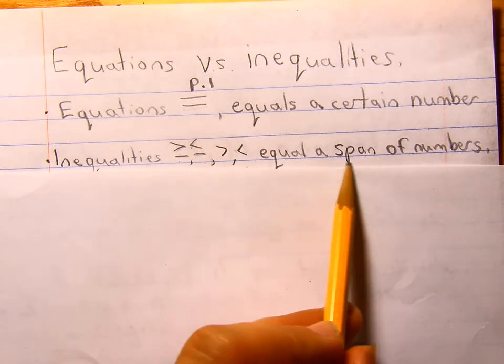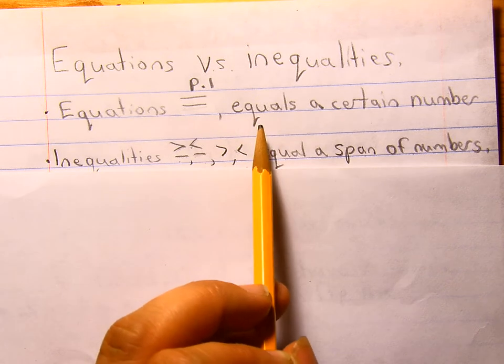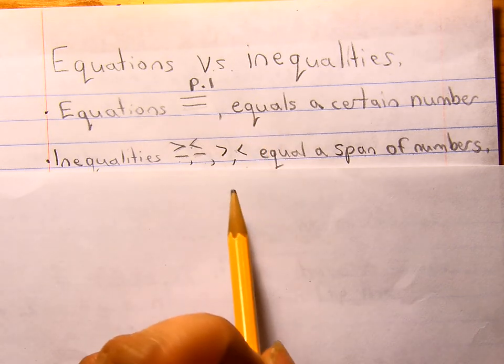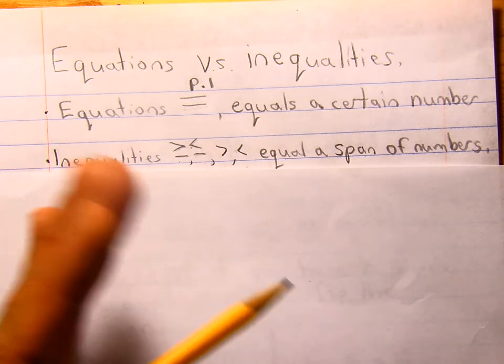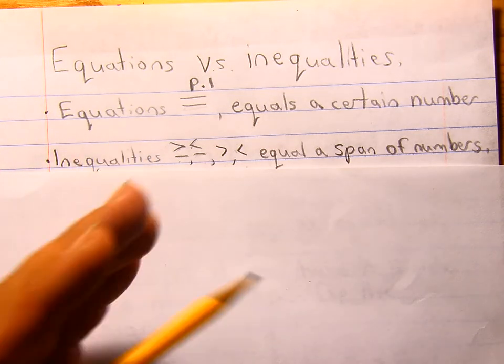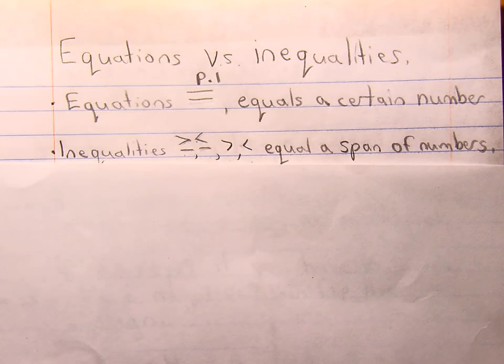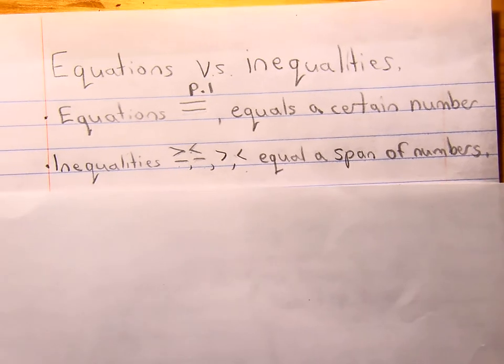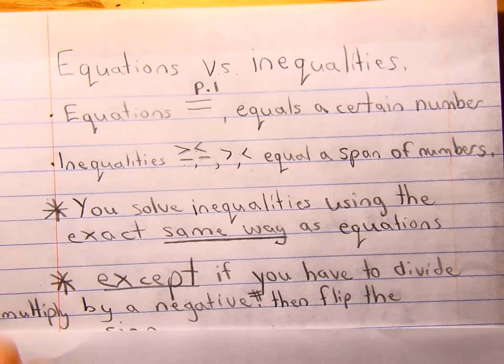And that actually equals a span of numbers. Where this represents just one number typically, down here it says there's a larger variety of numbers that will still fit the criteria and make something true. Okay? So let's look at what it means to solve these.